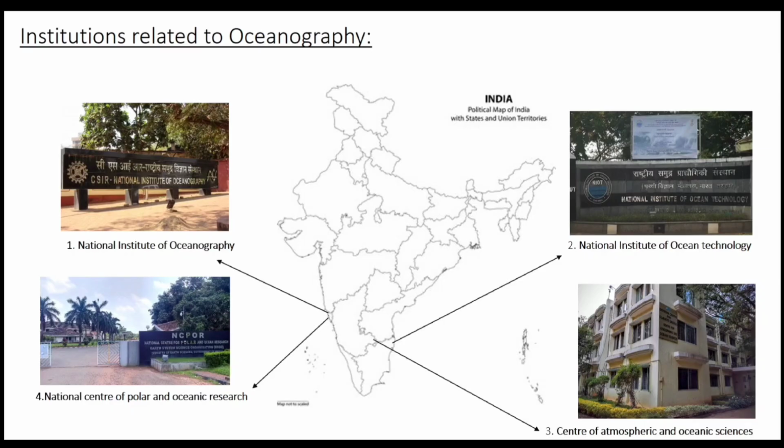Next is NCPOR, the National Center for Polar and Oceanic Research, the same organization that usually goes to Antarctica and conducts studies. Every time, a lot of scientists go for the Antarctica expedition. Then there is the National Institute of Ocean Technology, which comes under the Ministry of Earth Sciences, in Chennai. And next is the Center for Atmospheric and Oceanic Sciences, a department under IISc Bangalore, very famous, doing well. These are the places where you can enroll yourself.